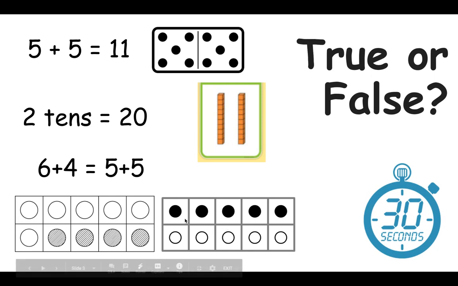And then if we look here, this 10 frame is showing us 5, 1, 2, 3, 4, 5, plus 5, 1, 2, 3, 4, 5. And again, this 10 frame is filled out. So this 10 frame equals 10. So that means 6 plus 4 is 10, and 5 plus 5 is 10, so they are the same numbers. This one is true.